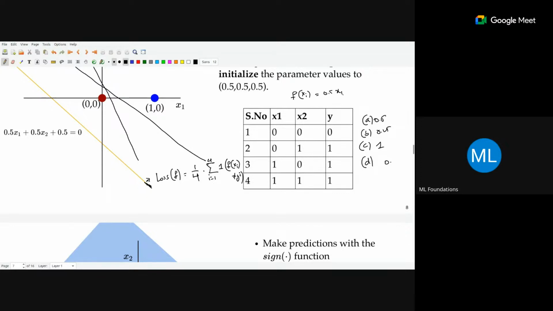So f of xi is 0.5 x1 plus 0.5 x2 plus 0.5. For the first point, it will be 0.5 times 0 plus 0.5 times 0 plus 0.5, so the whole will be 0.5. For classification, we just have to look at the sign, right? I just have to look at the sign of 0.5 x1 plus 0.5 x2 plus 0.5. If I substitute the first point, 0 comma 0, it is 0.5 times 0 plus 0.5 times 0 plus 0.5, which is 0.5.